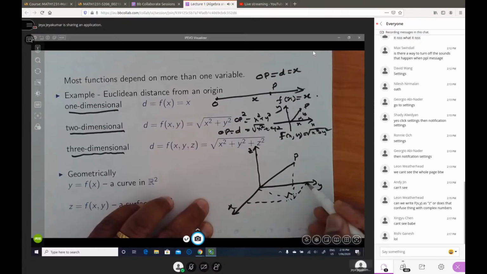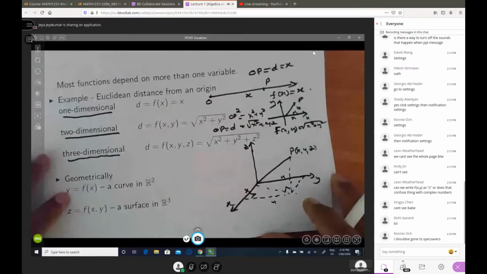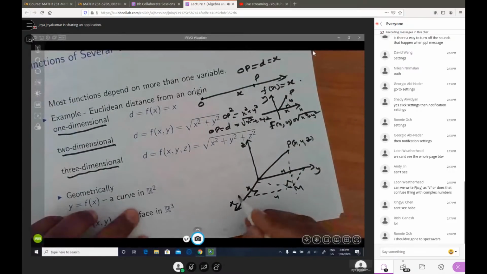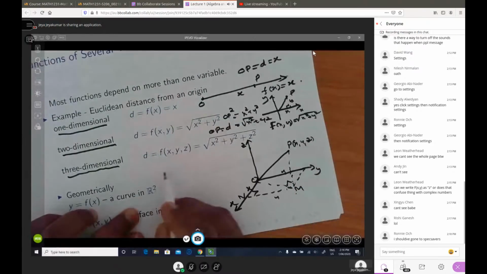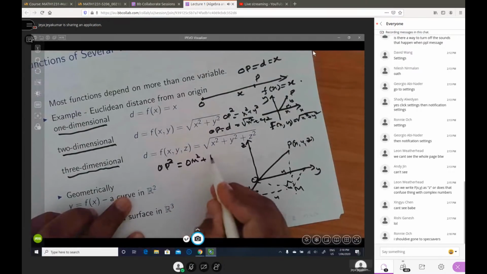That is x, y, z. That's the point. So that is x here. That's y. This is y, and this is 90 degrees as well. So let me call it M, and this is N. So from this triangle, OPM, OP squared is OM squared plus PM squared.